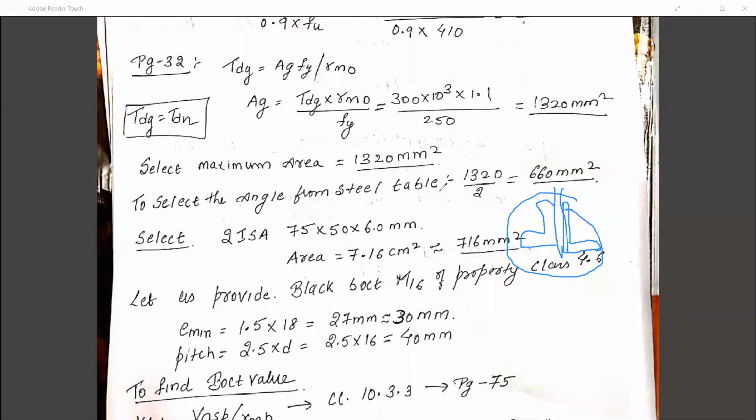So for that purpose, I am dividing this by 2 for double angle. This case is only for double angle sections. So 1320 divided by 2 is 660 mm square. When you go to the steel table for unequal angles, you can check with respect to 660 mm square, but take a little bit higher value than this. That will be 7.16 centimeter square or 716 mm square. So this is a double angle section of 2 ISA 75 into 50 into 6.